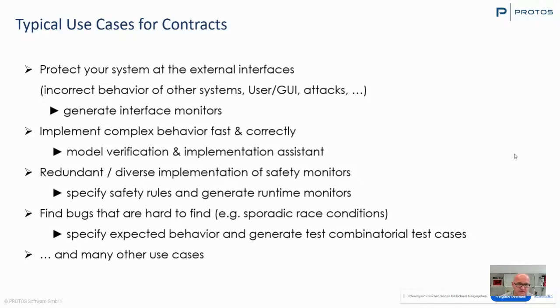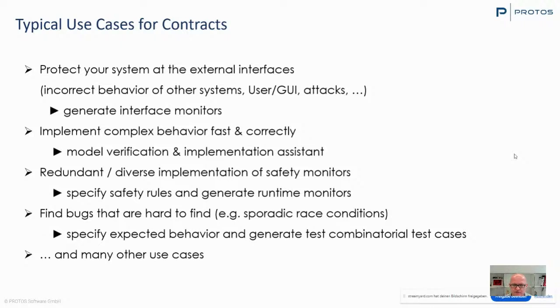But the lubrication pump, in this case, or one of our customers, sends the answer to the crane system and tells exactly what's the problem. Either the lubrication pump didn't work correctly, or the crane did not behave correctly. But in any case, it's better to detect the problem and shut down the system or throw any kind of error. So that's very important. And we can do this by generating an interface monitor that monitors everything during runtime. Then we can implement complex behavior fast and correctly.